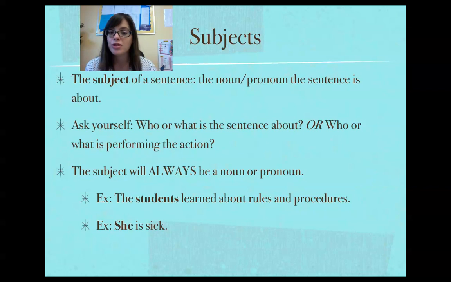Now, one other thing I want you to notice, our subject is usually going to be towards the beginning of the sentence. So about 95% of the time, your subject is going to come towards the beginning. So when you're looking for a subject, you want to look for a noun or pronoun towards the beginning of your sentence, pretty much always before the verb.